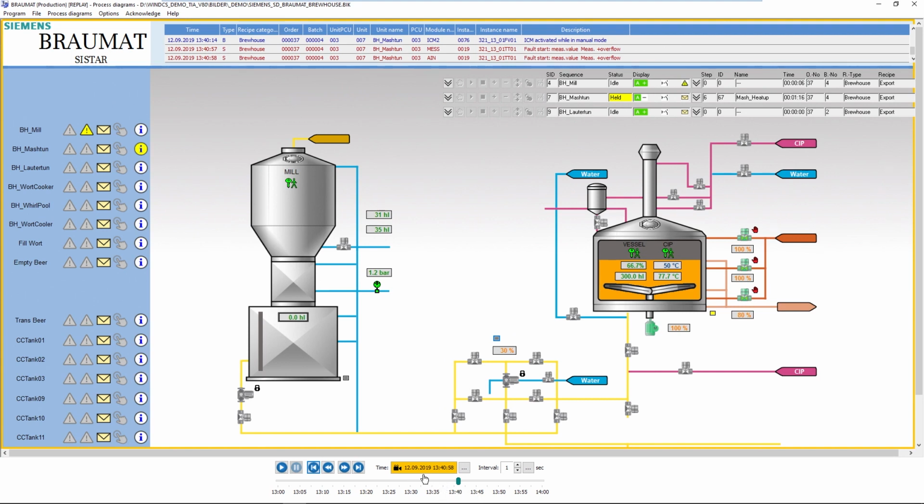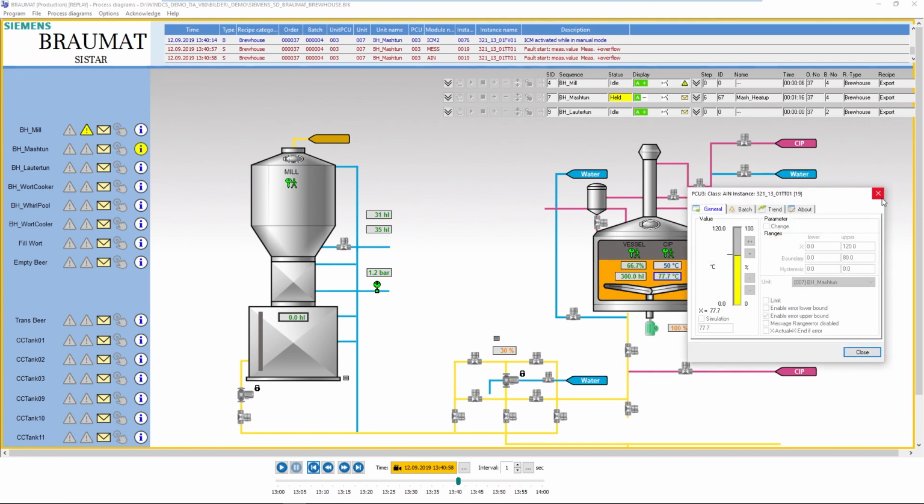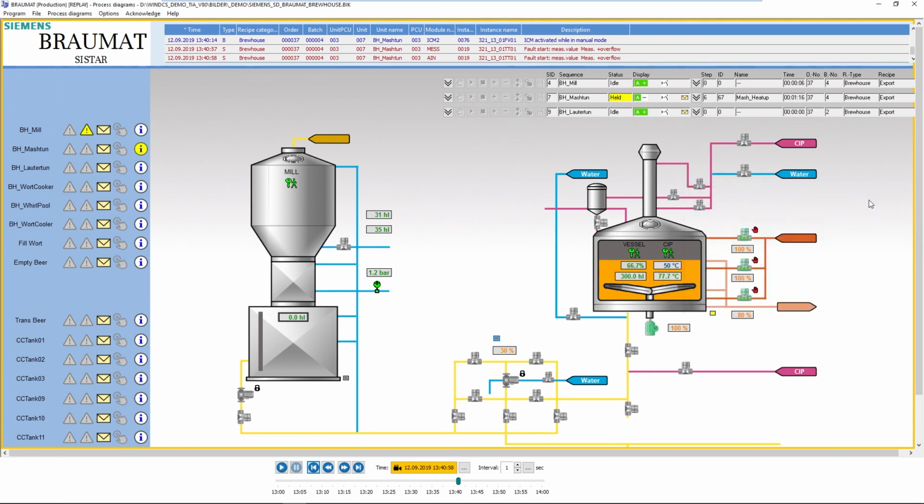So on the 12th of September 2019 at 1:40 p.m., I did have this state, that in one of the next cycles these 80 degrees would be exceeded, and therefore write a message into the message archive. Due to the fact that this is a frozen screen and I am in replay mode, I can now take my time to analyze this problem without disturbing the active process. I see here, for example, the unit is on hold.